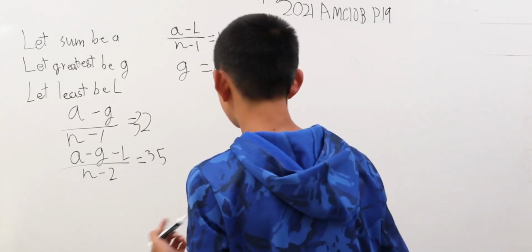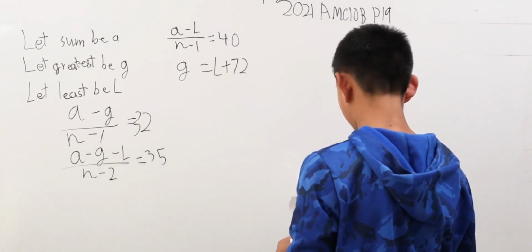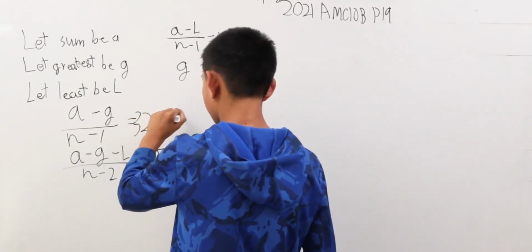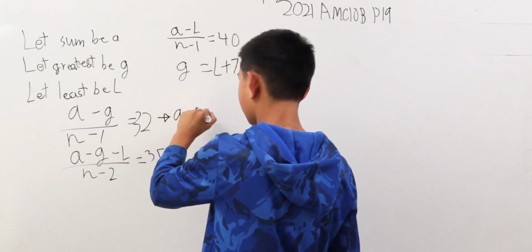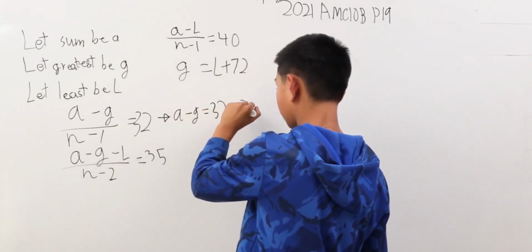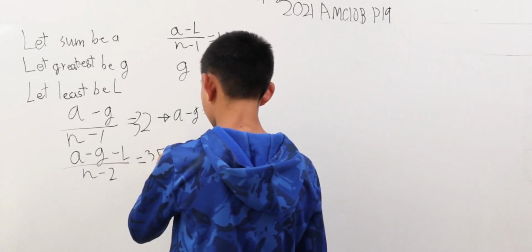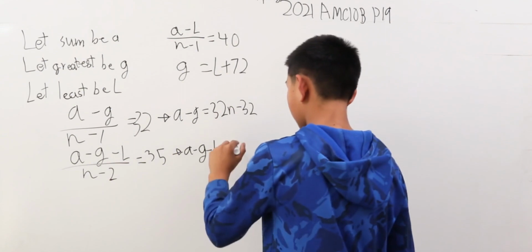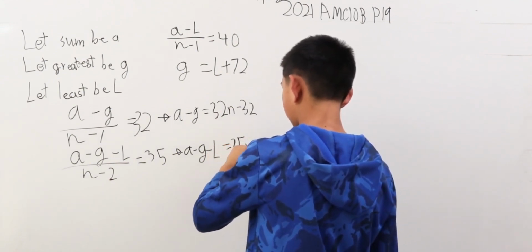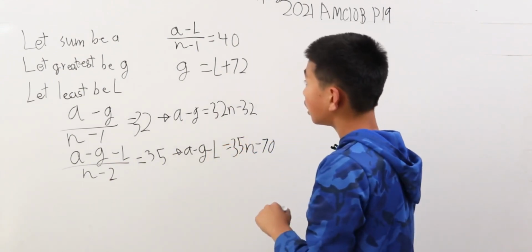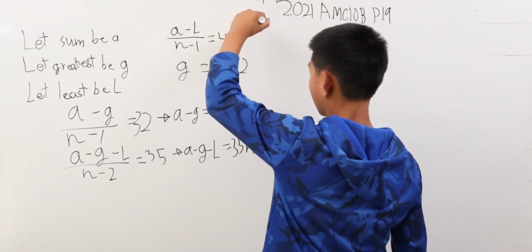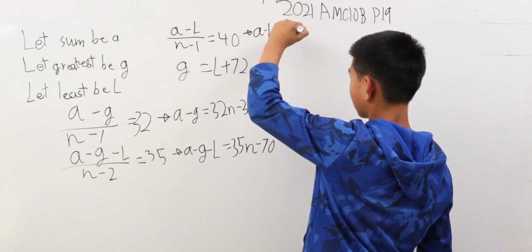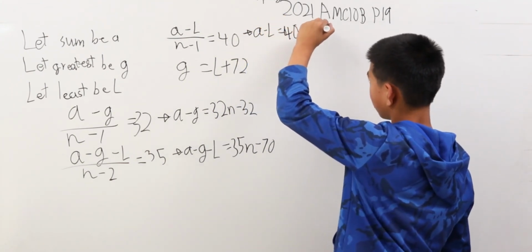Okay? From here, we can actually start solving this problem. We can first multiply all this out. So we get A minus G, this is 32n minus 32. Same thing here. A minus G minus L, this is 35n minus 70. And we can do the same here. A minus L, this is going to be 40n minus 40.